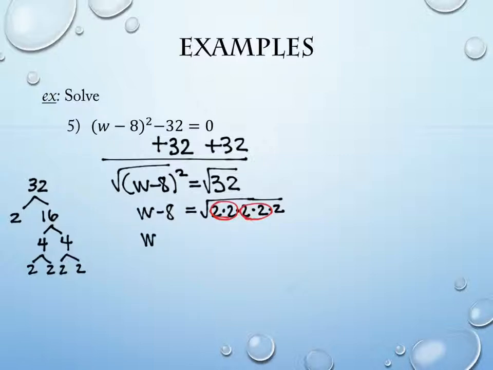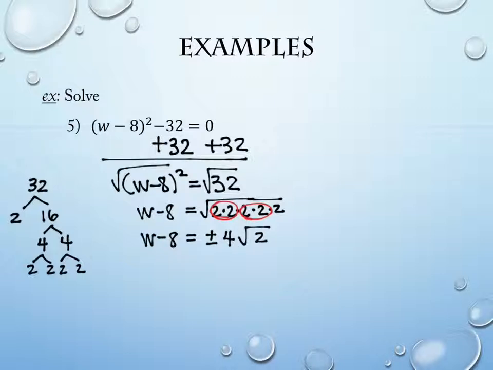So now I still have w minus 8. I have a plus or a minus here, right? Because I put the square root into the situation. This pair of 2's is going to come out as 2. This pair of 2's is going to come out as 2. So that's a 4 square root 2. It's ugly, I know. But it's correct.